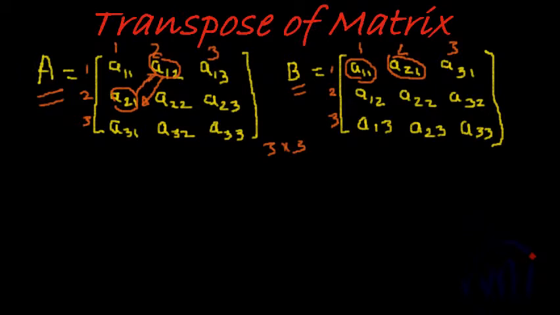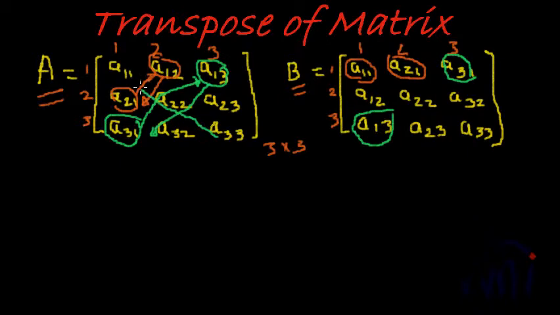Similarly, if you were to put in a different color, see A31, if we move it to here, and A13, if you move it back here, you get this configuration, right? So A13 is here and A31 is here. So transpose essentially means shifting the elements which are not in the diagonal.